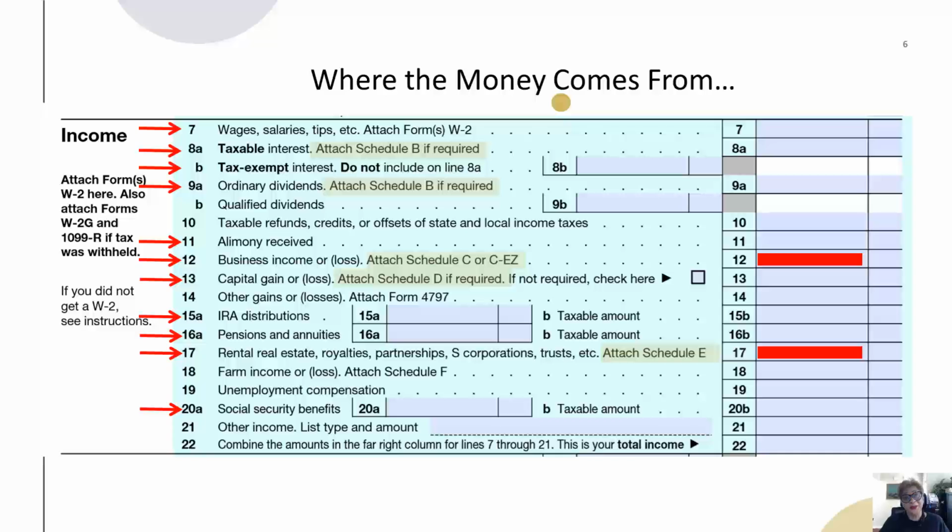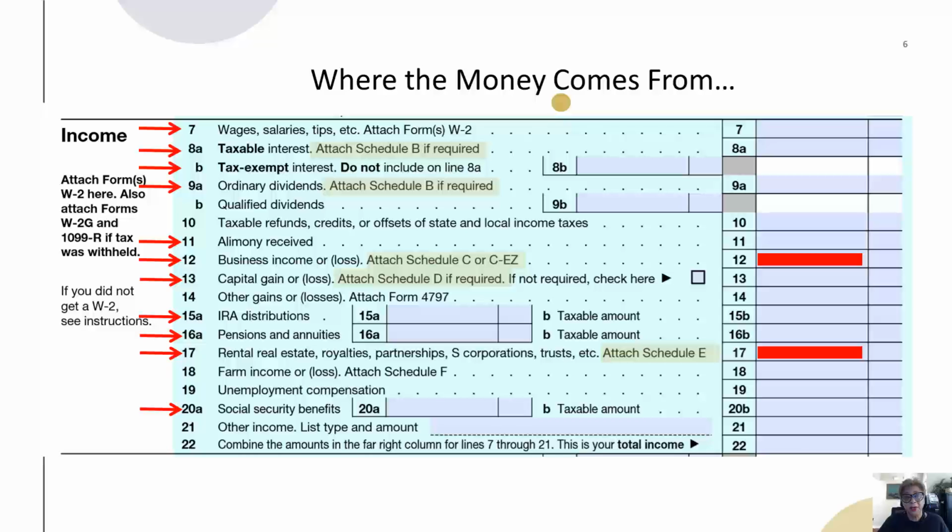Now let's jump to some juicy bits of where the money is coming from. Obviously, salaries, wages, and tips is fairly straightforward. Taxable interest is going to give you an indication that that person has some savings or something that is kicking off some interest. If it's more than $1,500, you're going to see that Schedule B as well. Tax exempt interest is municipal bonds or something along those categories that is not taxable at the federal level.